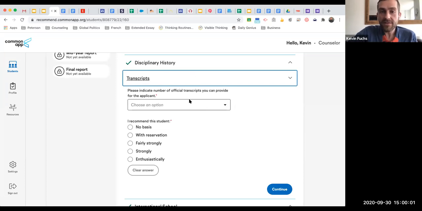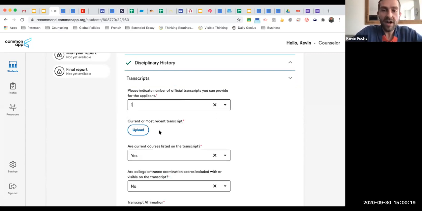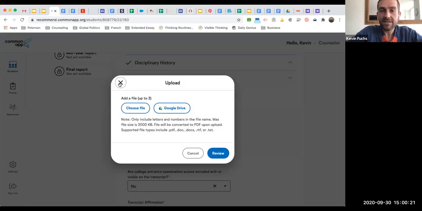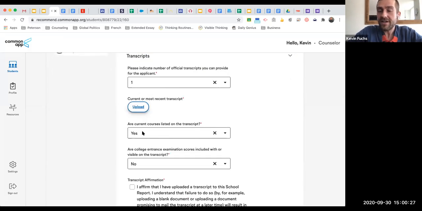So here also, we have to do the transcript, right? If a student studied at other schools, if they're a transfer student, or if they studied a year abroad, you can send in more transcripts, right? In our case, we use the same transcript, we just put it on ours. So I just put one, right? And then the most recent transcript again works from Google Drive. And also just normal, I'm not going to go into it, right? Our course is listed on the transcript.